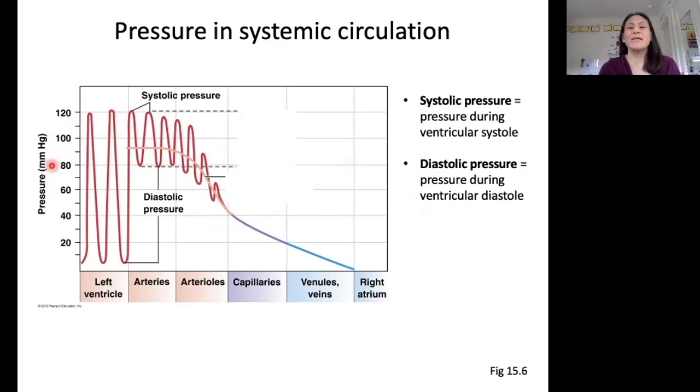When you get your blood pressure taken at the doctor, they give you a number. They say something like 120 over 80, or 150 over 90. The first number that you get is your systolic pressure. The second number you get is your diastolic pressure. I also want to mention that when people talk about measuring your blood pressure, really what they're referring to is the blood pressure in your arteries. We use the word blood pressure, but usually that is referring to blood pressure specifically in the arteries.